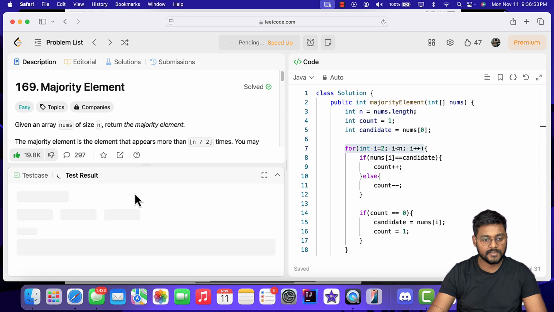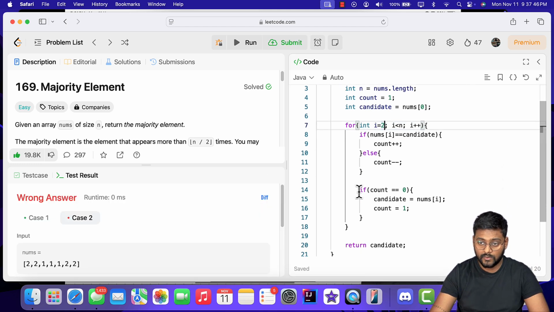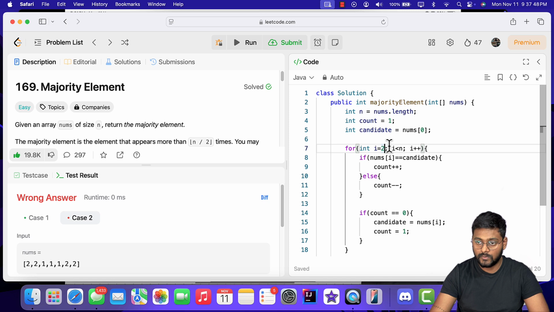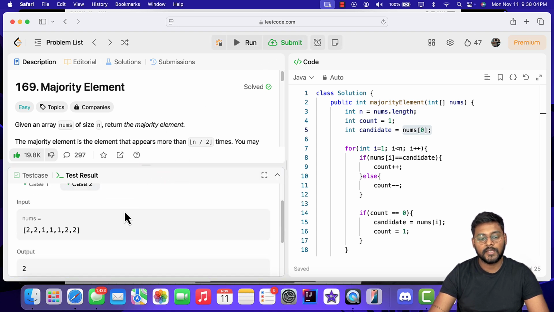Running over sample test cases. Okay, so what we have done wrong is that we have started the loop from index equal to 2, but indexes are starting from 0. So the second index is 1 actually. I have to start from 1. 0 is already captured. Okay, I've corrected the mistake. Running again. Sample test cases are passed.